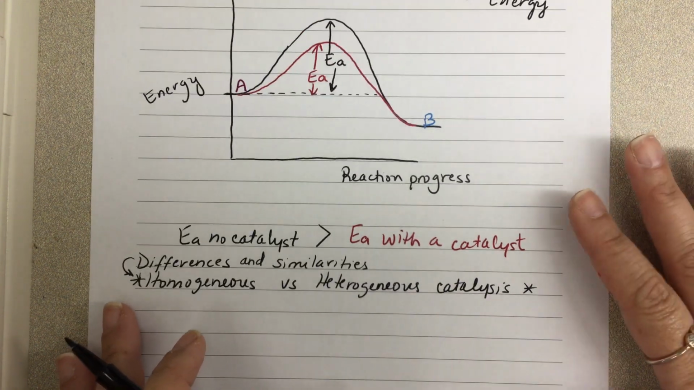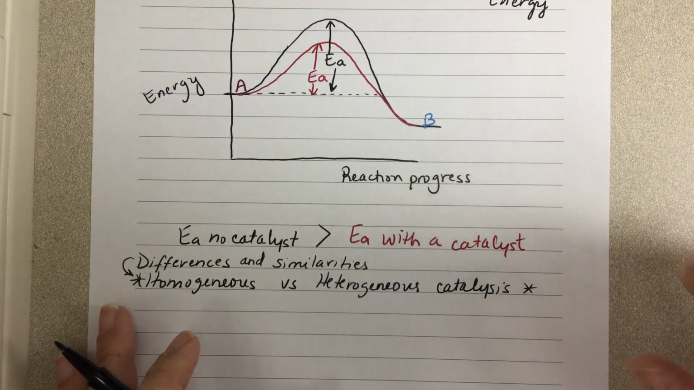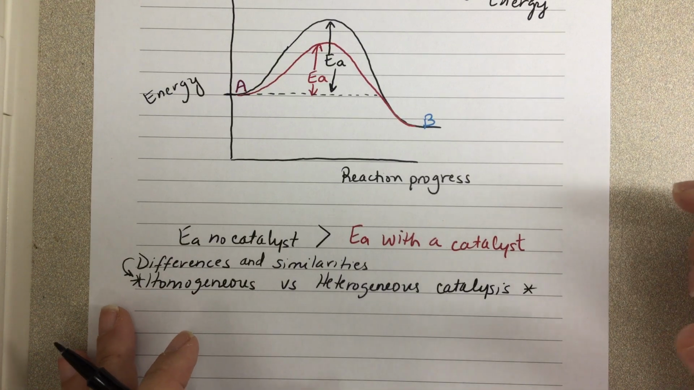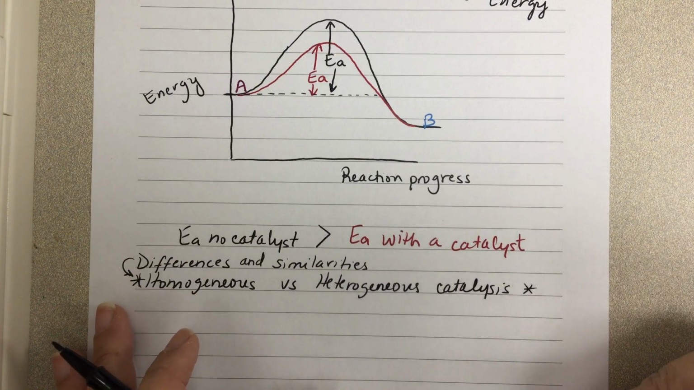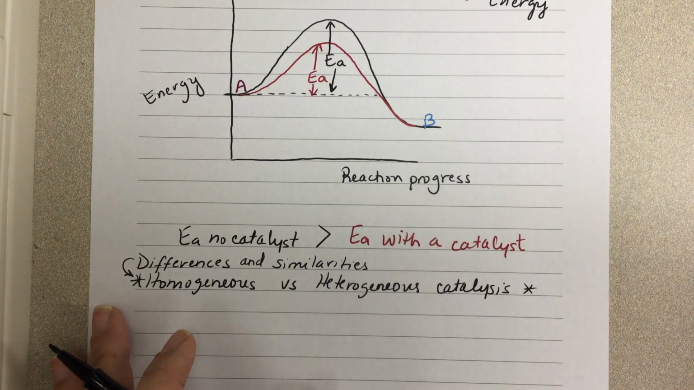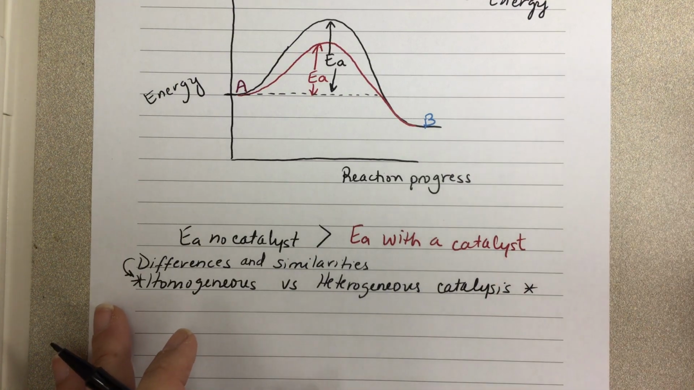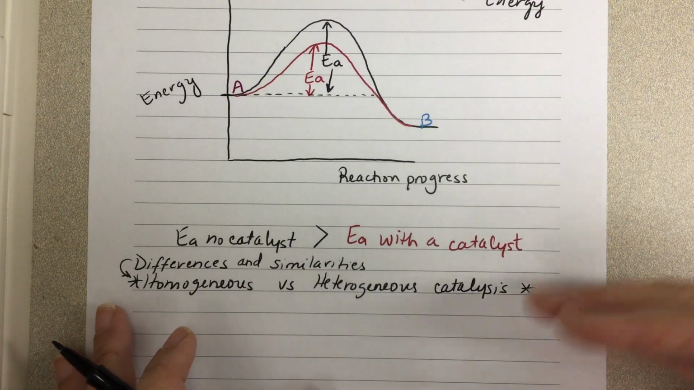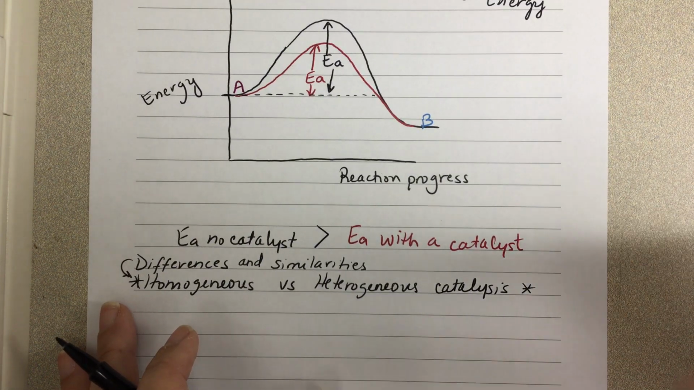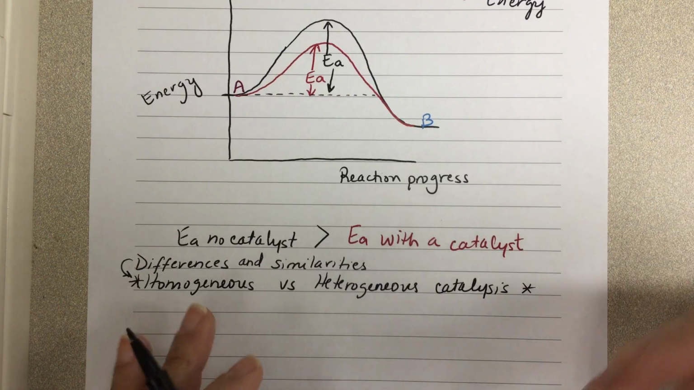Now, it's important for you to know that the only effect a catalyst is having on your reaction is decreasing that activation energy. The catalyst is not participating in the reaction, it's not forming a different product. Your reactant is being converted to products, same reactant, same products, with or without the catalyst. The only thing that the catalyst is changing is that activation energy.